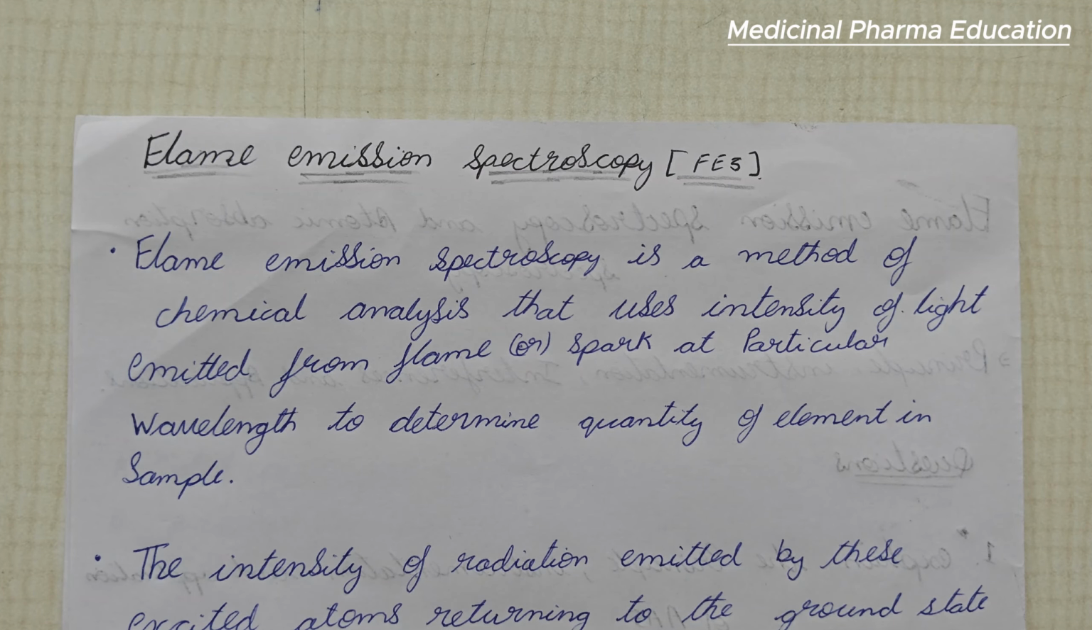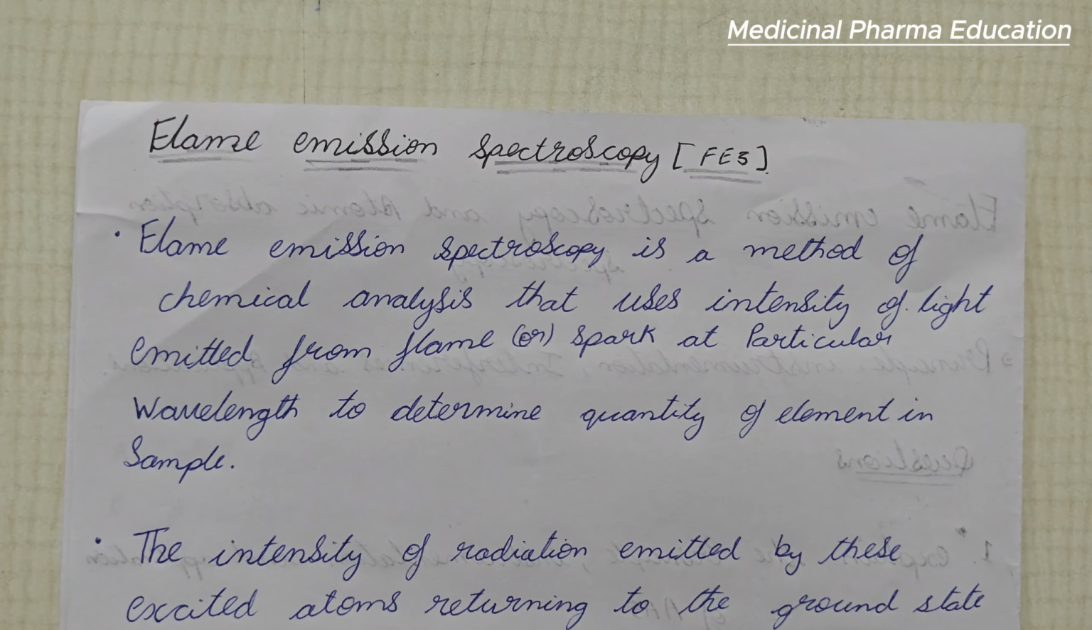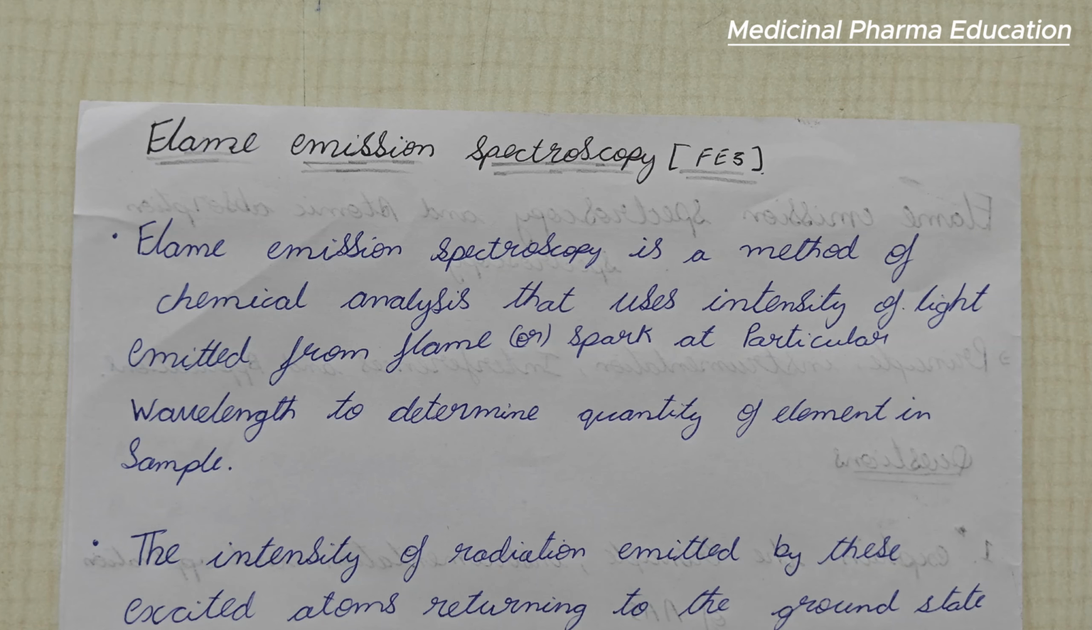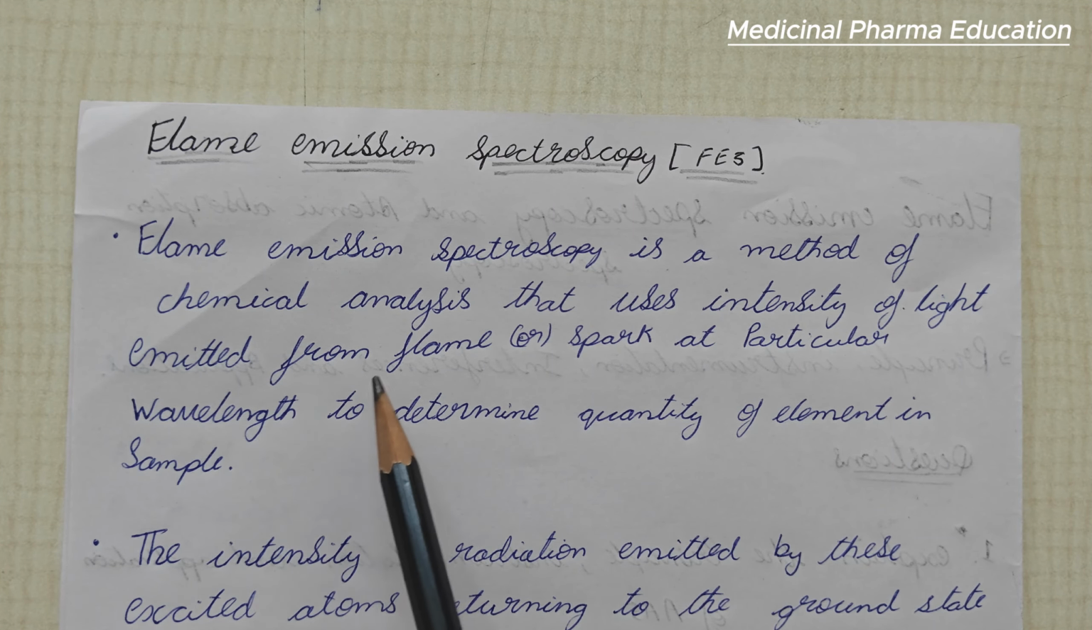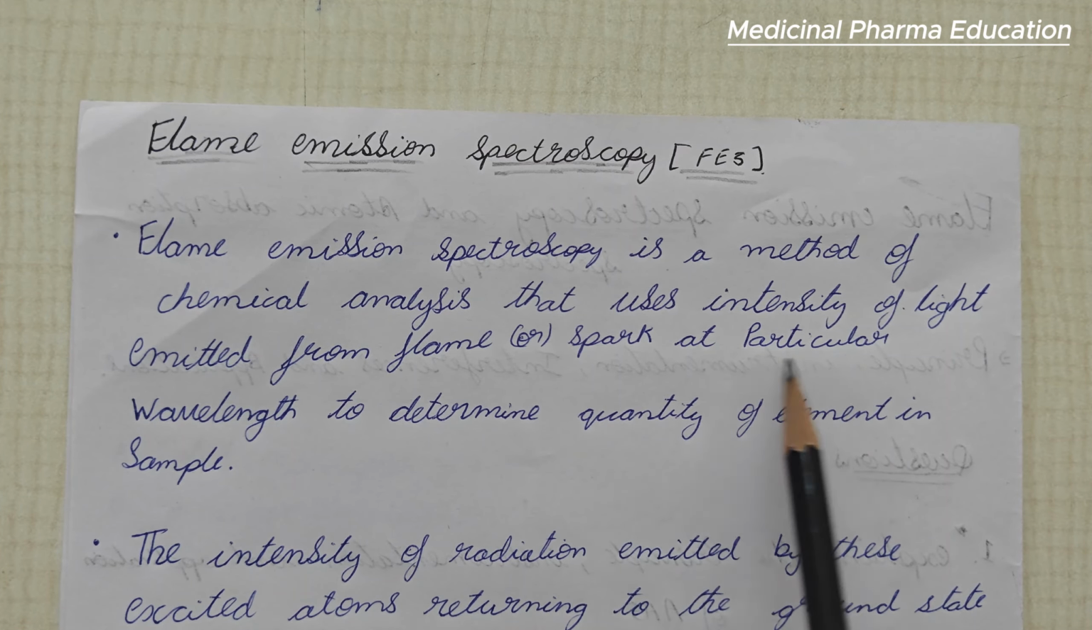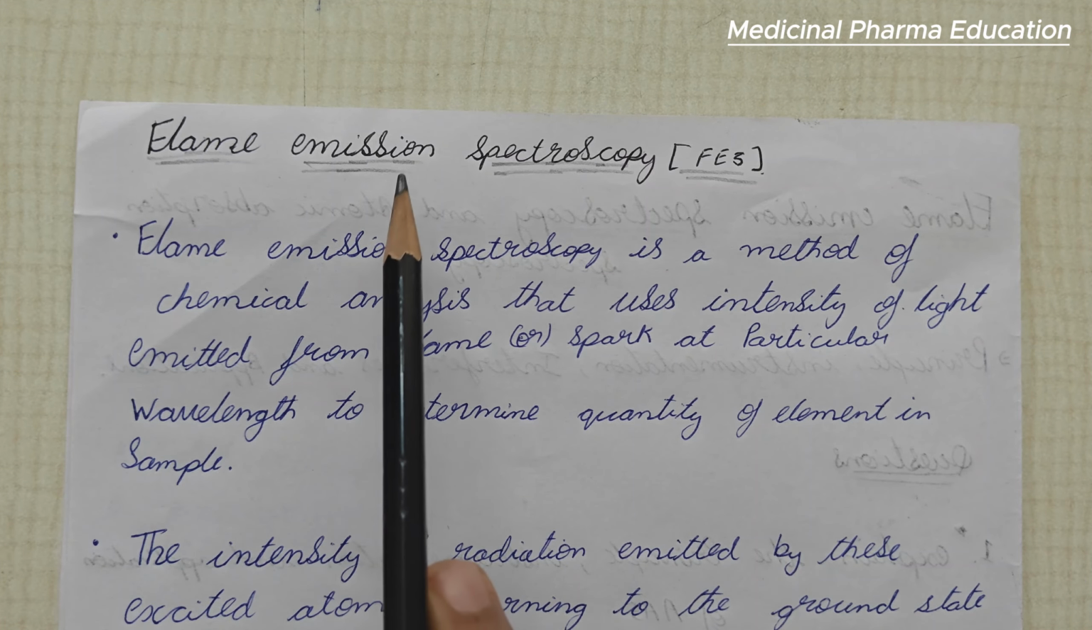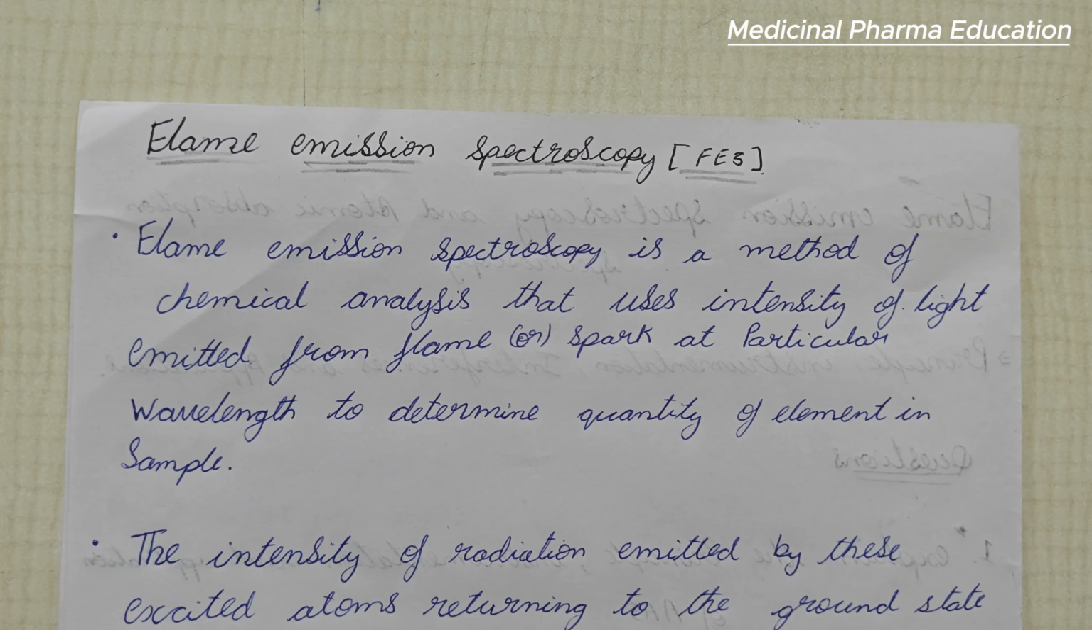We'll continue with the principle, method and instrumentation. Okay, first the flame. Flame emission spectroscopy is a method of chemical analysis that uses the intensity of light emitted from the flame or spark at a particular wavelength to determine the quantity of an element in the sample. See, the principle of flame emission spectroscopy, as the name itself tells, is based upon emission spectroscopy.